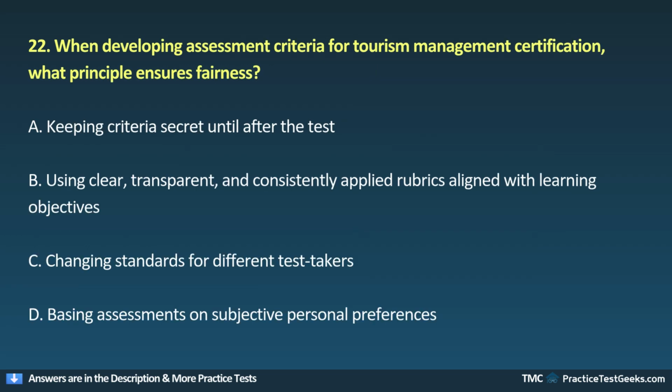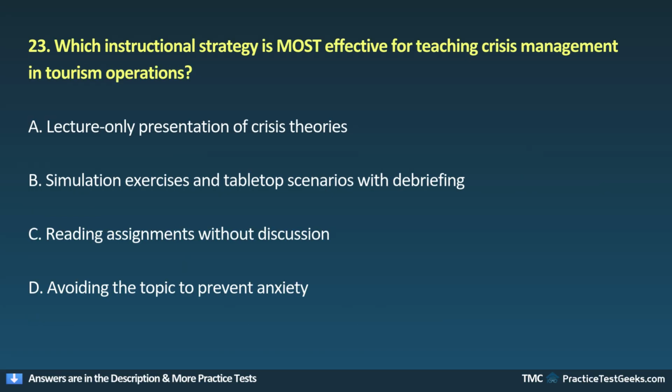22. When developing assessment criteria for tourism management certification, what principle ensures fairness? A, keeping criteria secret until after the test. B, using clear, transparent, and consistently applied rubrics aligned with learning objectives. C, changing standards for different test takers. D, basing assessments on subjective, personal preferences.